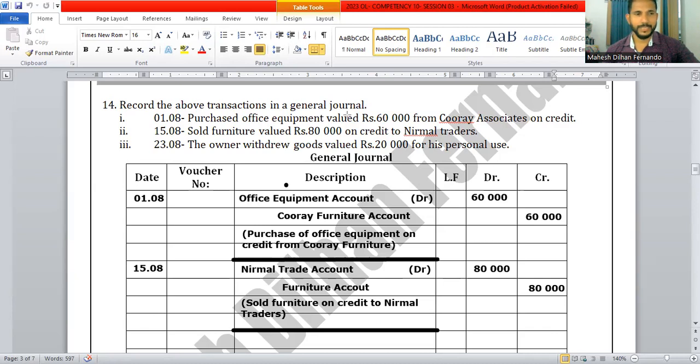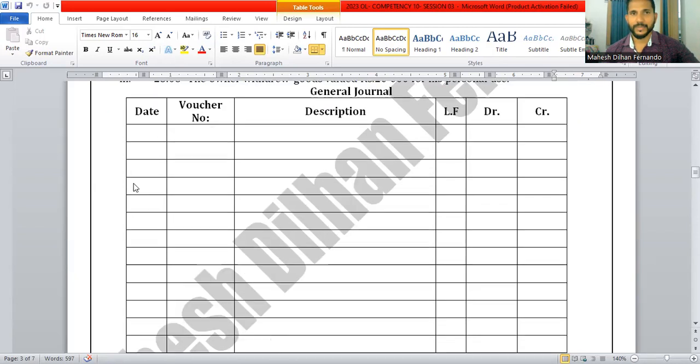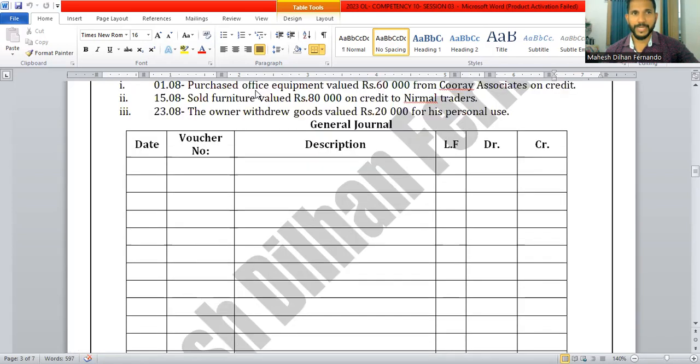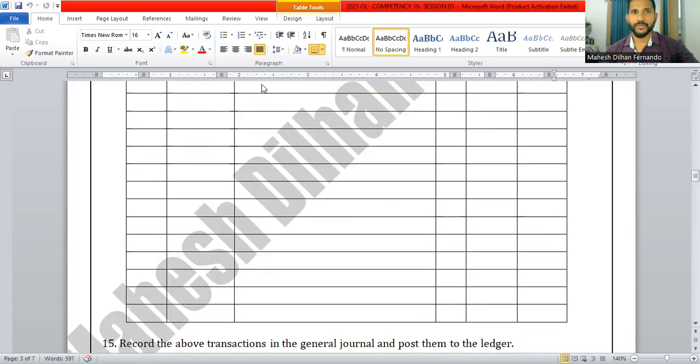So we have the last transaction, number 20. The transaction date is 23rd of August, right? So I have to erase this one on the book page. The transaction is that the owner withdrew goods valued 20,000 for his personal use. So the date is 23rd of August. So this is how we record it. Put the date first. 23rd of August.